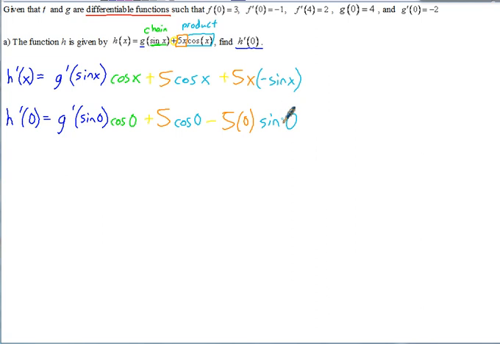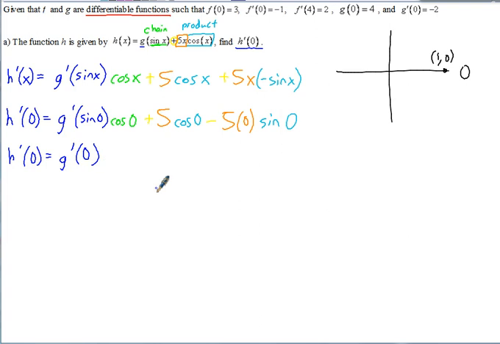And let's evaluate this. So we've got h prime of 0, g prime of sine of 0. The 0 on your unit circle is right here, and this point is (1, 0). So remember, sine represents the y coordinate. The sine of 0 would be 0. So this becomes g prime of 0. And cosine of 0, remember, is the x coordinate. The cosine of 0 is 1.